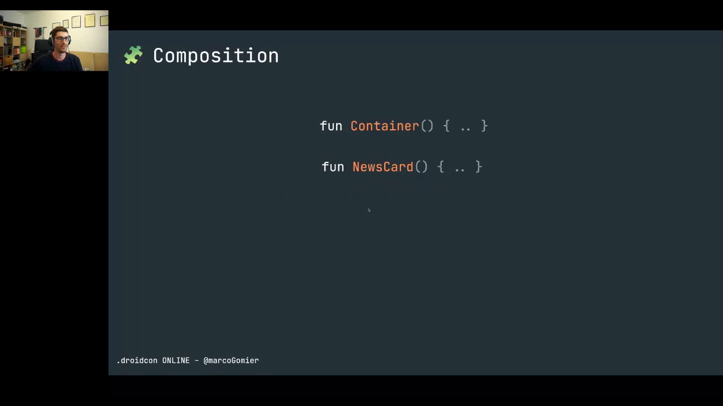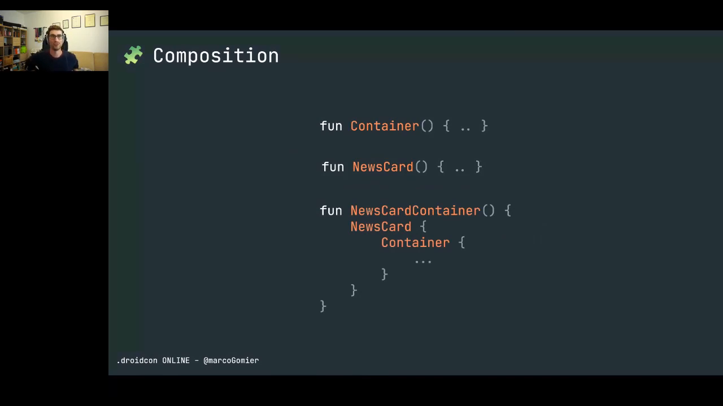With composition, otherwise, it will be easier. And with composition in a declarative framework, all you need to do is put a container inside the card, and then you will have a container inside a news card, and that's it. You don't have to inherit things from the behavior of the news card or from the news container and deal with them. That's it. Clear and easy to do.